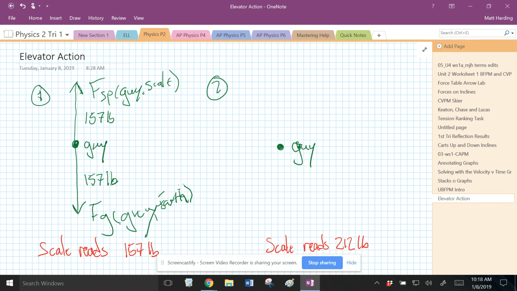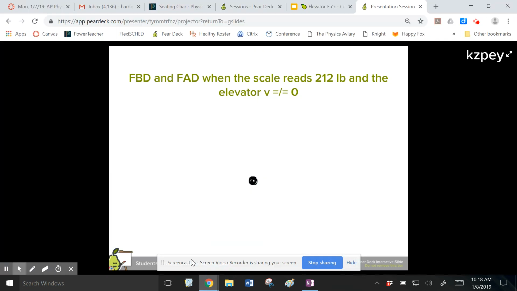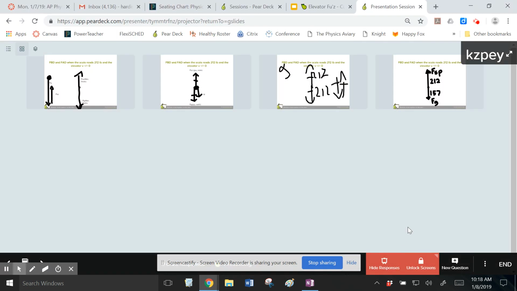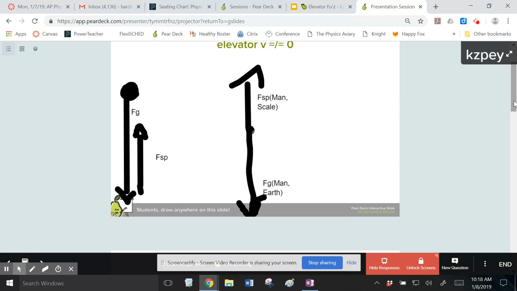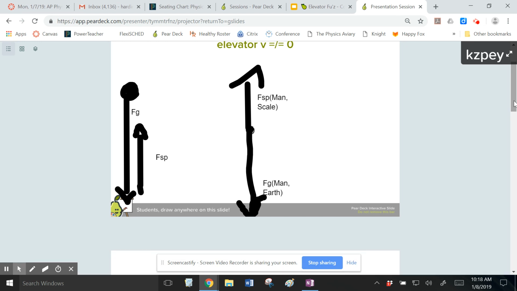All right, let me hold it for a second. I want to show you what I have in here so far. And if we go like this, so we've got one like this. You got smoosh poosh, man, scale. You got gravity, man, Earth. But now I think they're showing you a difference in those forces. Okay.